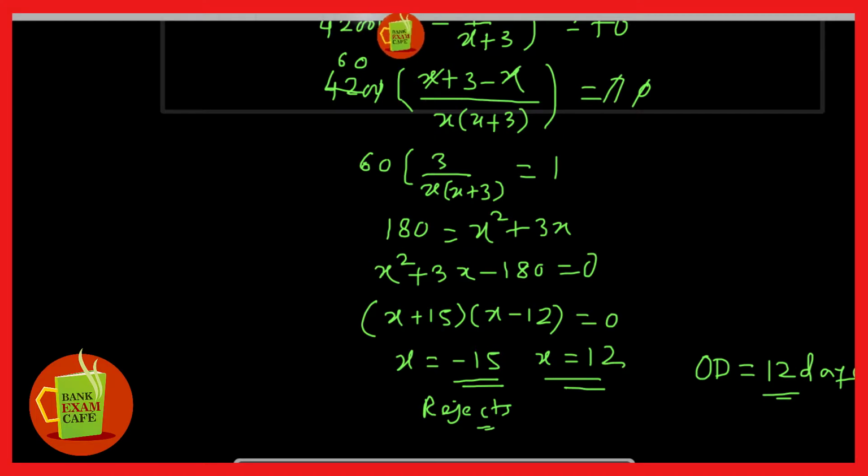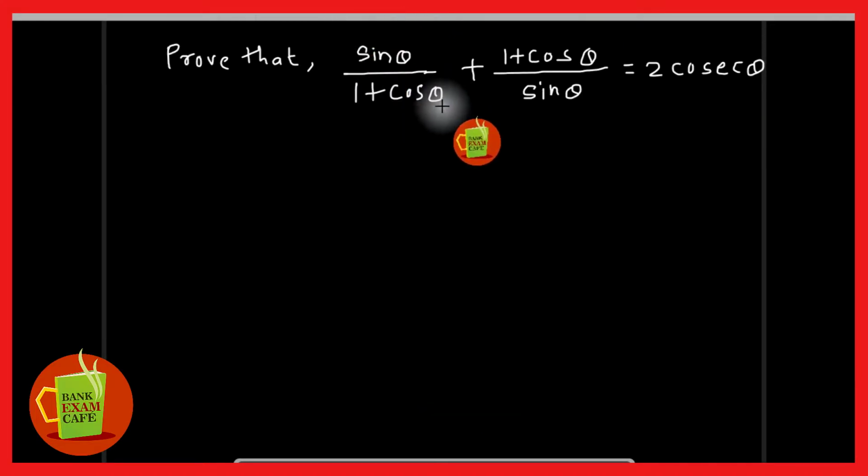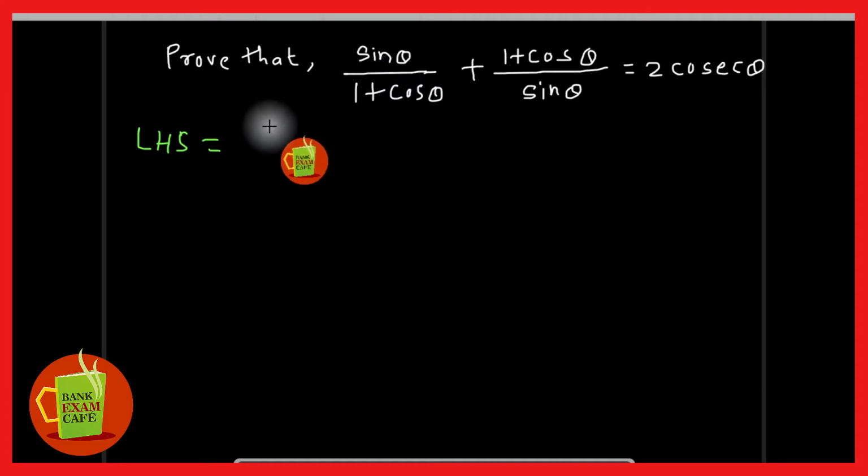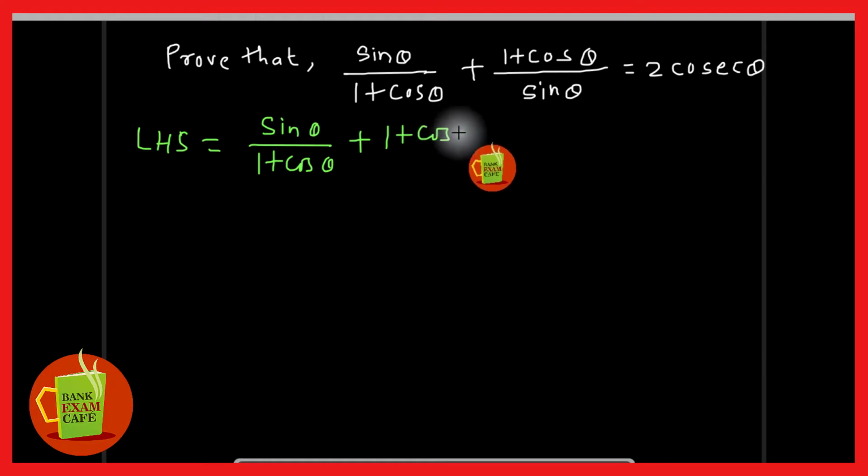Now friends, let us move to the next question. The next question is: prove that sin theta upon 1 plus cos theta plus 1 plus cos theta upon sin theta is equal to 2 cosec theta. So first we will solve the left hand side. So left hand side is sin theta upon 1 plus cos theta plus 1 plus cos theta upon sin theta.